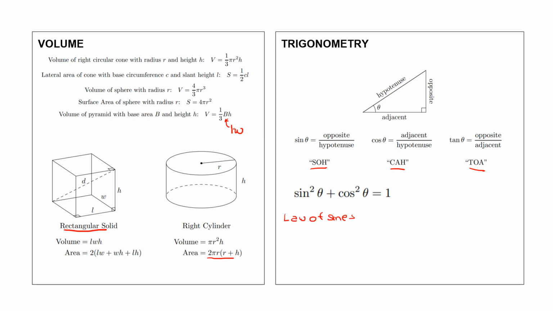where for any triangle, we'll call this side A, this side B, and this side C, and we'll call the angles opposite to each of them the capital letter of their side names. So we know that in the law of sines, A over sine of angle A equals B over sine of angle B equals C over the sine of angle C.